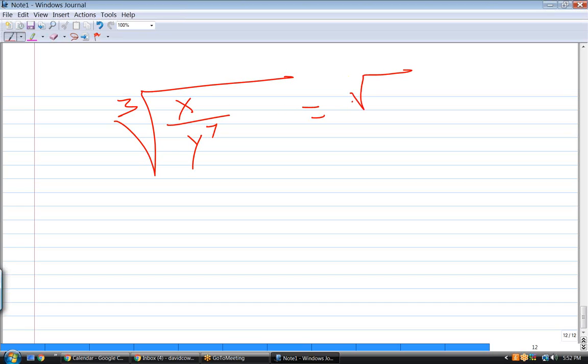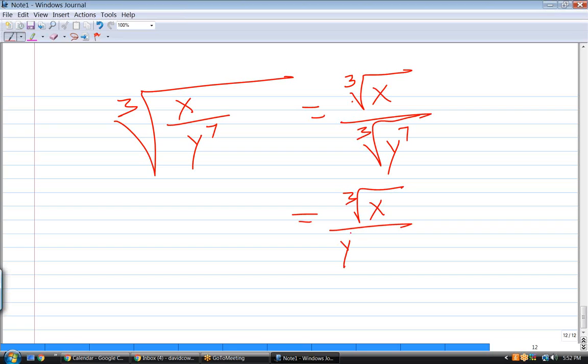Well, it's cube root of x over cube root of y to the 7th. And now that becomes cube root of x. What's the bottom become? The cube root of y to the 7th is y squared cube root y. Y squared cube root y? Is that what you said? Yes. Okay, cool. Now notice what's wrong with that.